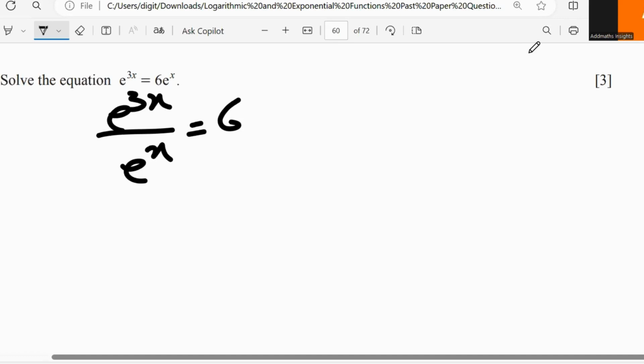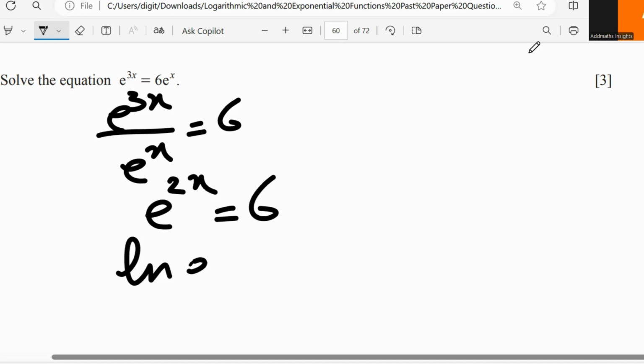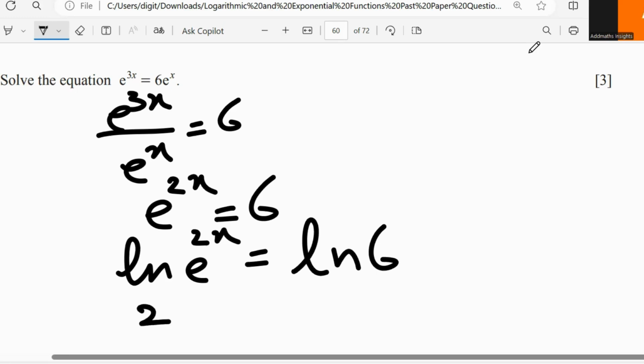Now you can apply the division law, the laws of indices. So e^(3x-x) is e^(2x) = 6. And you know that whenever the power is other than 10, or you cannot make the bases the same, then you apply ln on both sides. So you apply ln on both sides, then you can write ln e^(2x) = ln 6. So you apply the power law and can write 2x ln e = ln 6.